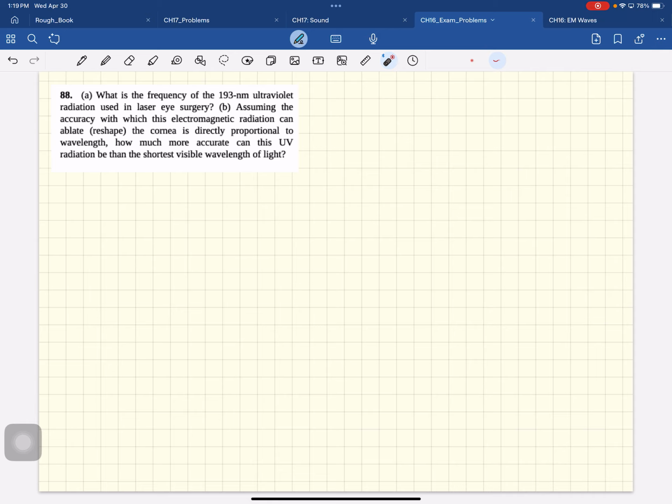Okay, do you guys know how eye surgery works? They shine lasers in your eyes to fix the receptors? No, not the receptors. So here's what's going on. You guys know that a light ray, when it goes from medium 1 to medium 2, why does it bend? Because the speed is changing? The speed is changing, okay?